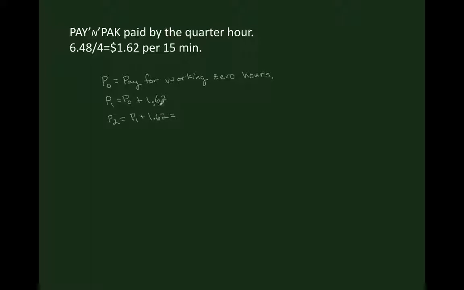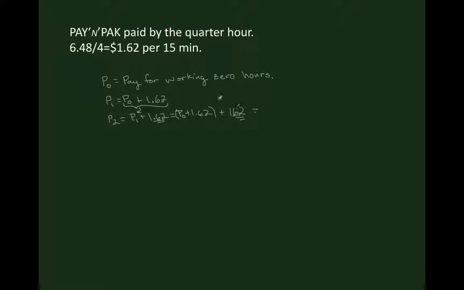Now another way to think about this is we realize that P1 is equal to this quantity, so we could just substitute that in for P1. So I'm going to put parentheses in. I don't really need them, but I just want to emphasize that I'm taking P1 and replacing it with P0 plus 1.62. And the second 1.62 is coming from right here.